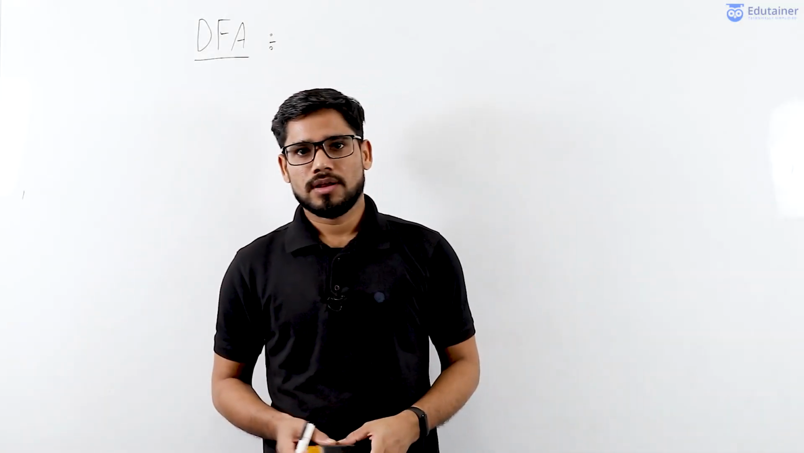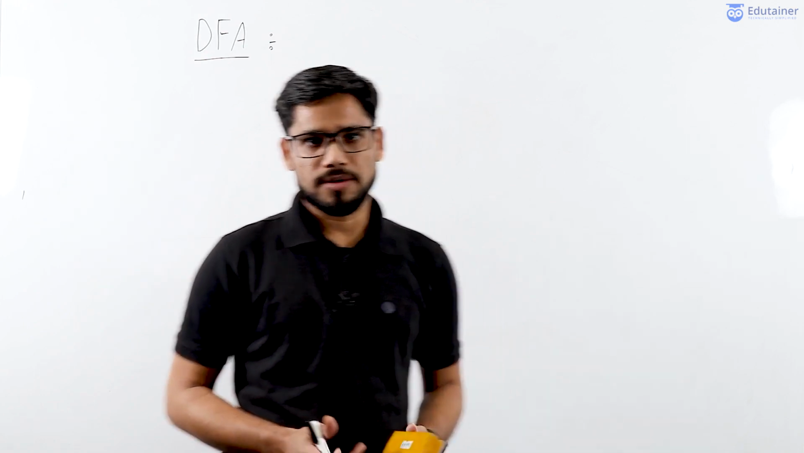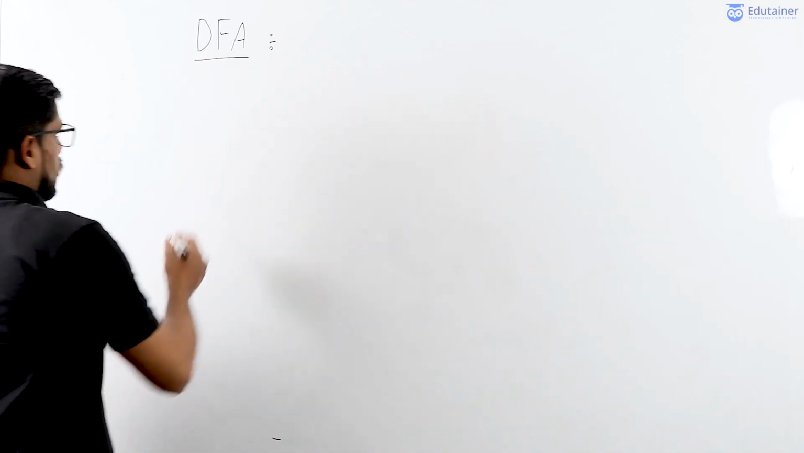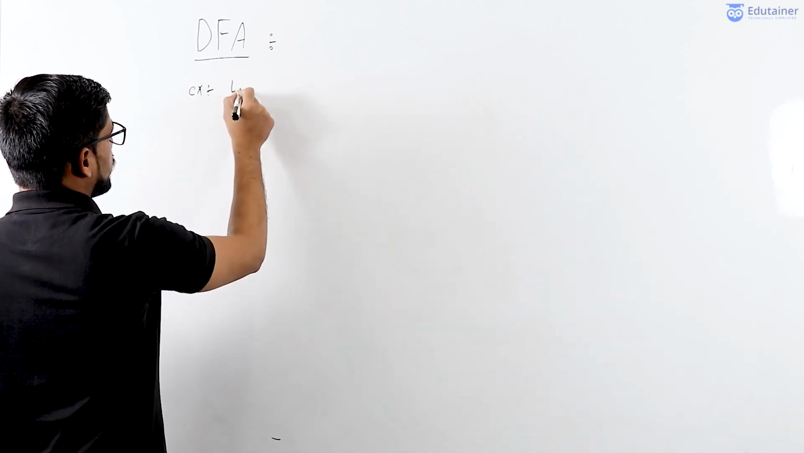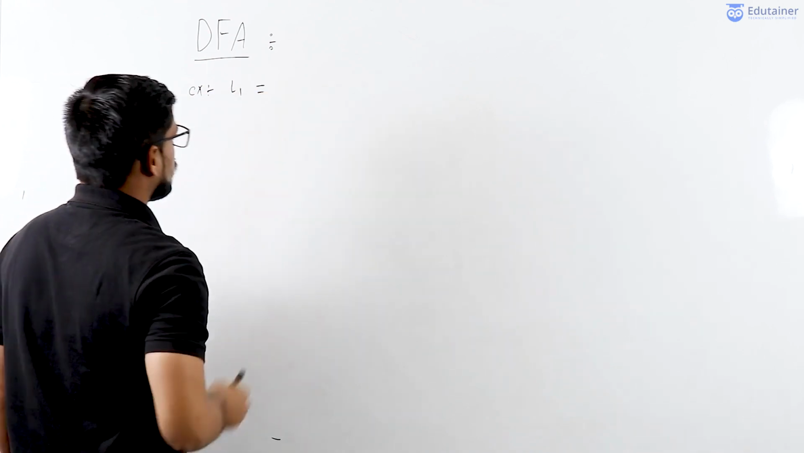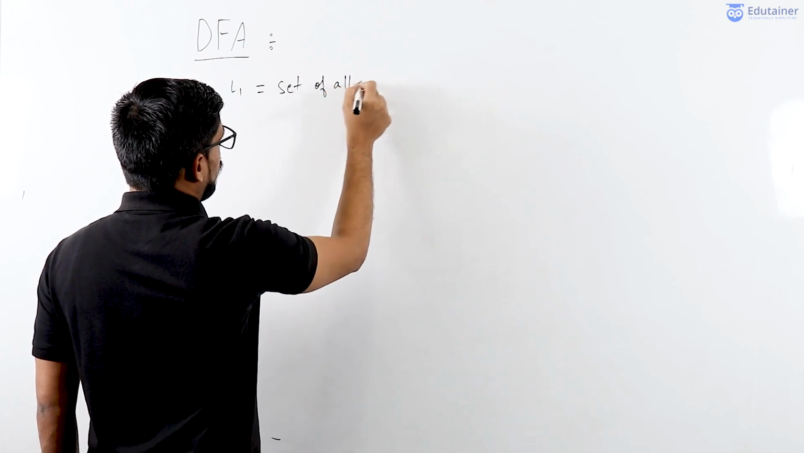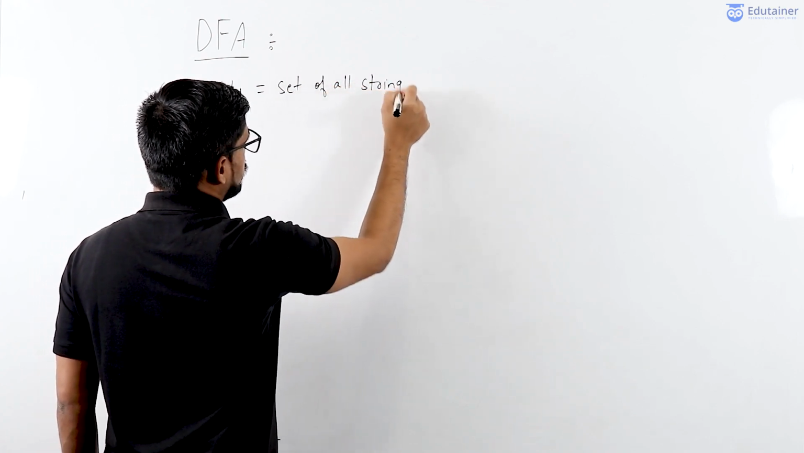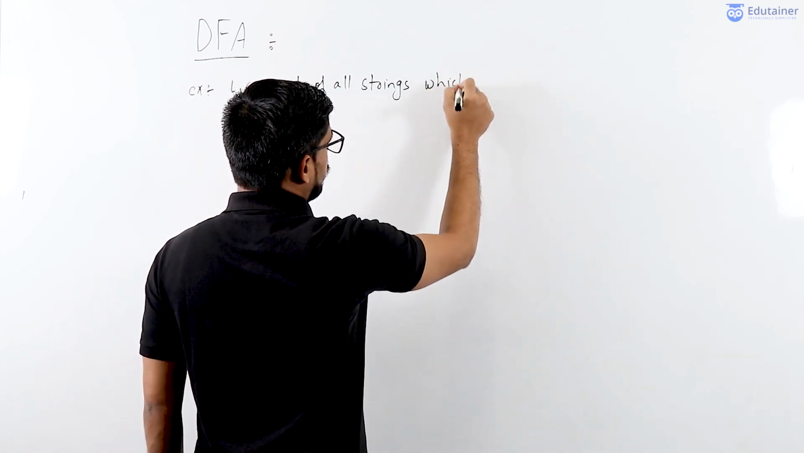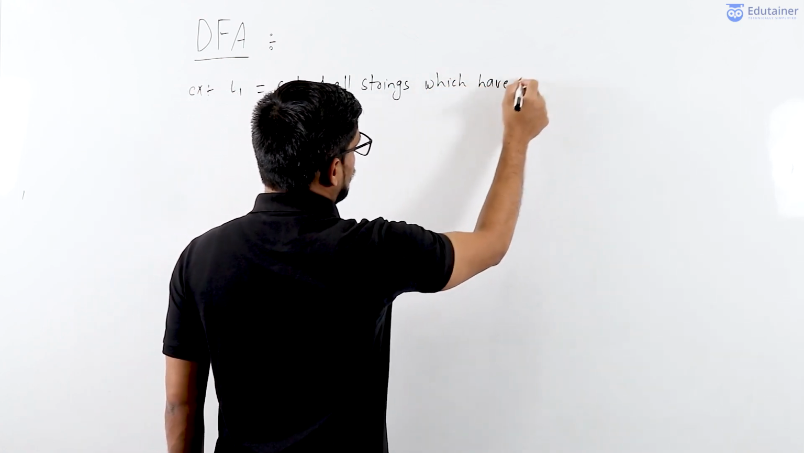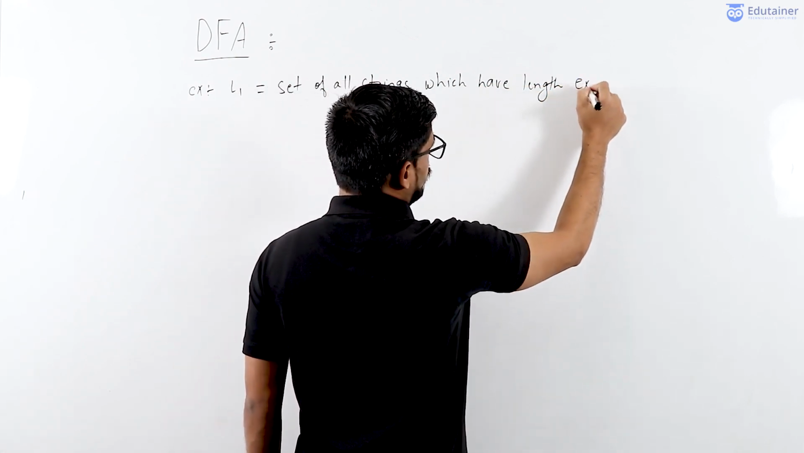Hello everyone. So let's practice some examples related to deterministic finite automata. For example, let's say language L1, set of all strings which have length exactly 2.